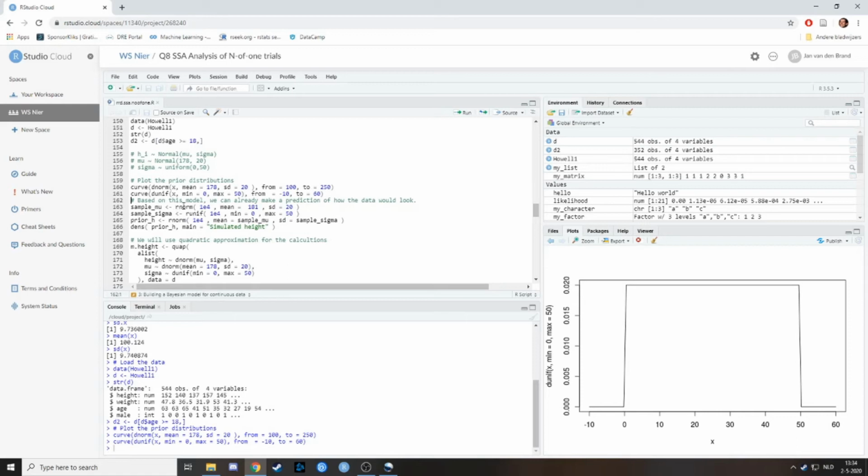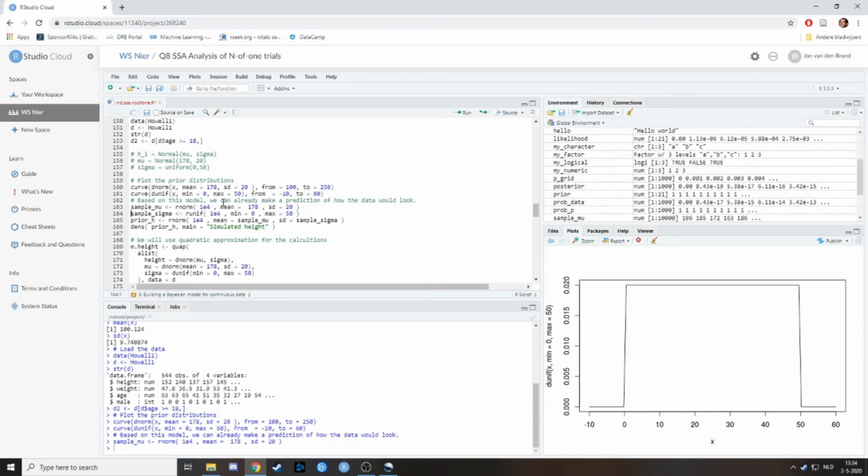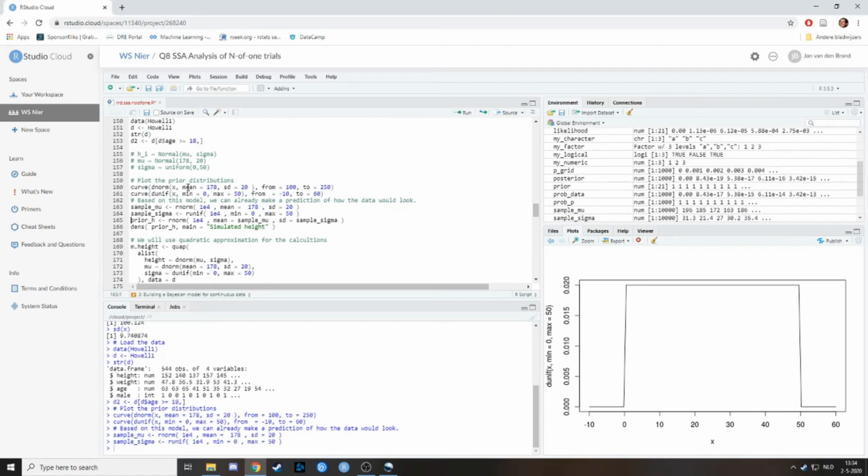Based on this model, we can already make a prediction of what the data would look like. So we've got this model, and we can take a sample from this distribution, where we take a normal distribution, 10,000 samples. For the average height, we take a uniform distribution, 10,000 samples for the standard deviation of the height, and we can combine these.